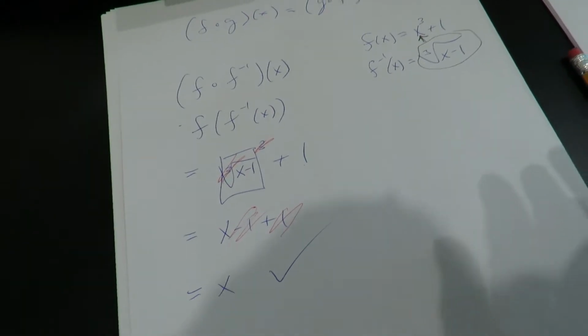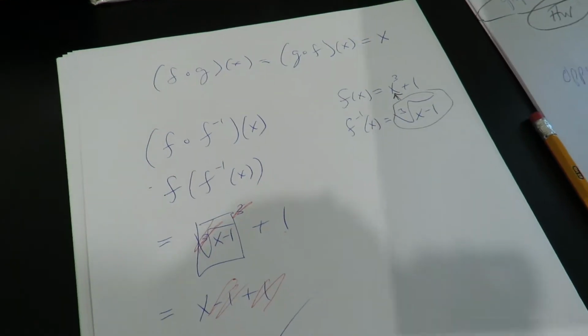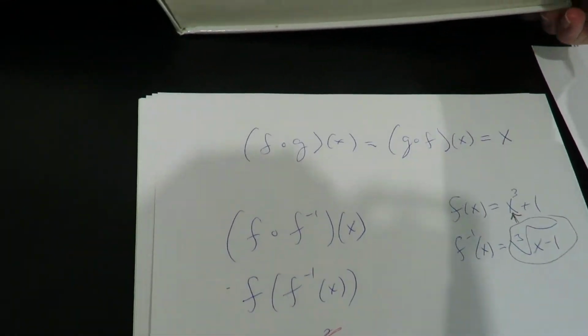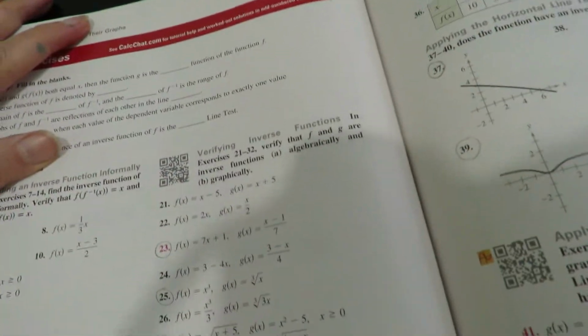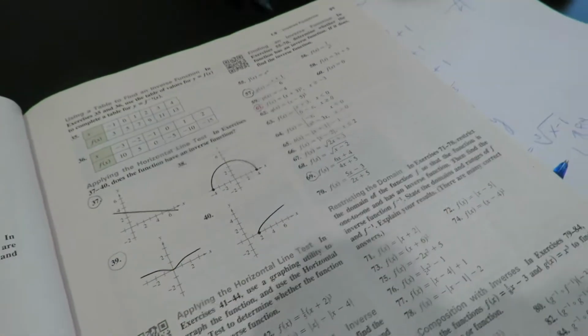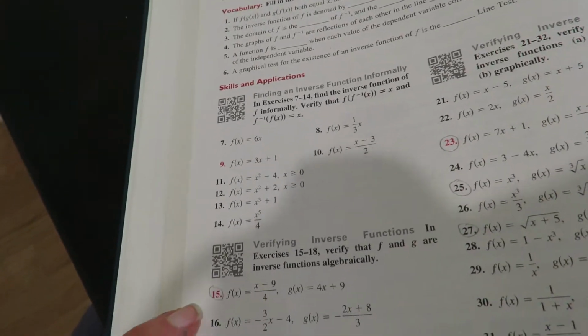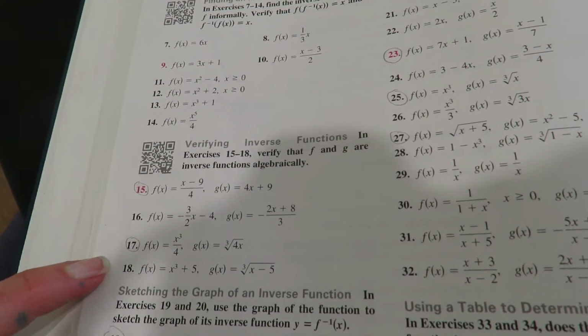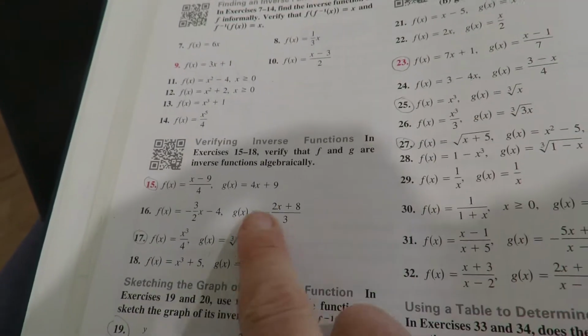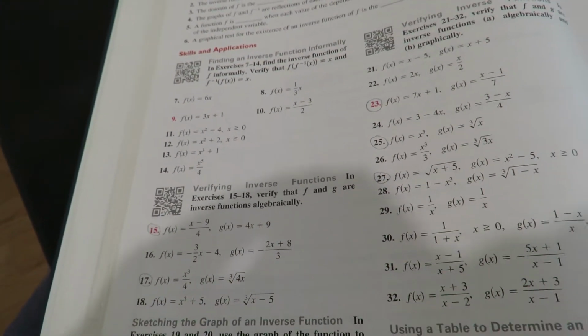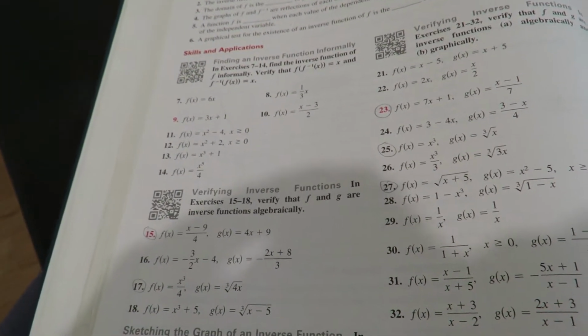Okay, all right, let's do just a quick wrap up to make sure we're all on the same page. All right, 1.9, what kind of things am I going to ask you here? All right, so for 15 and 17, when it says to verify them algebraically, what that is asking is what I just did at the end.